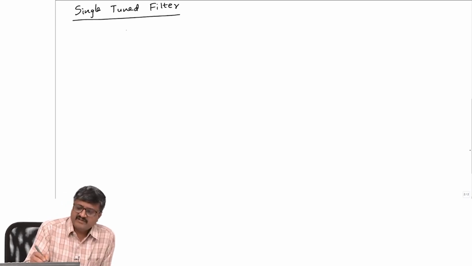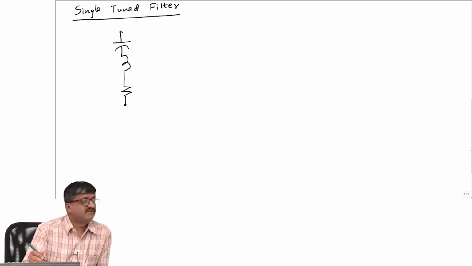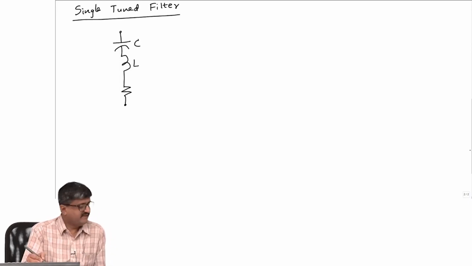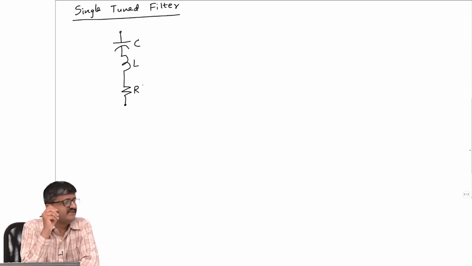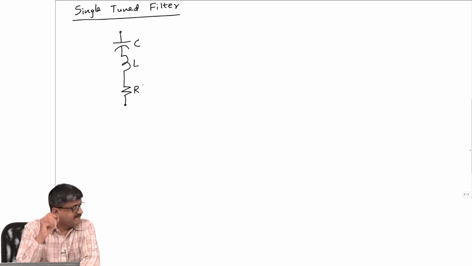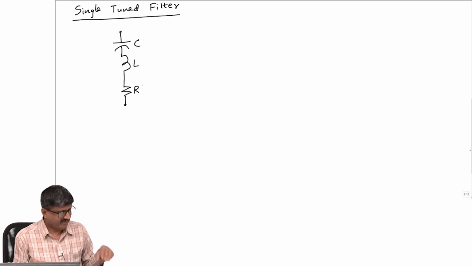Let me draw the circuit. The circuit is like this. It has a capacitor in series with an inductor, in series with a resistance. We will see why we need all this. There is a capacitor with capacitance C, there is an inductor with inductance L, and there is an effective resistance in the circuit, which is R. So, this is a single tuned filter.